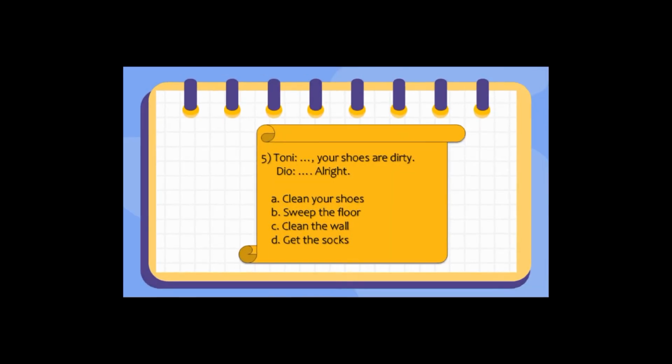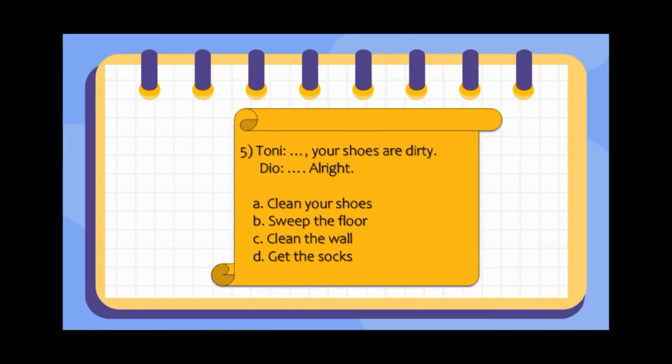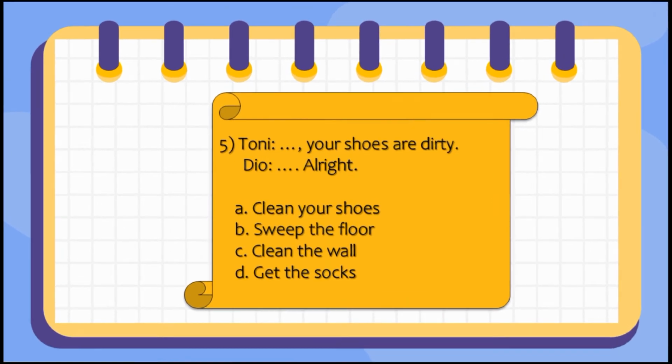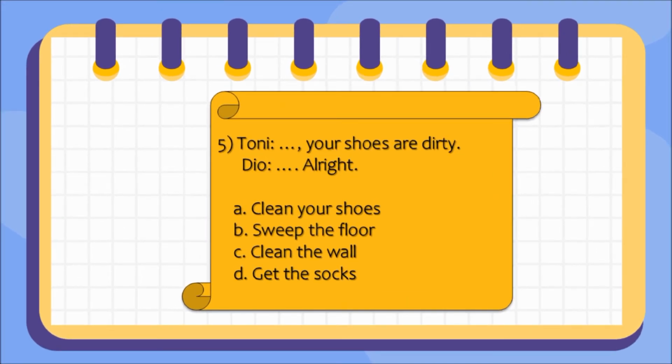Number 5. Tony. Blah blah blah. Your shoes are dirty. Dio. Alright. A. Clean your shoes. B. Sweep the floor. C. Clean the wall. D. Get the socks.